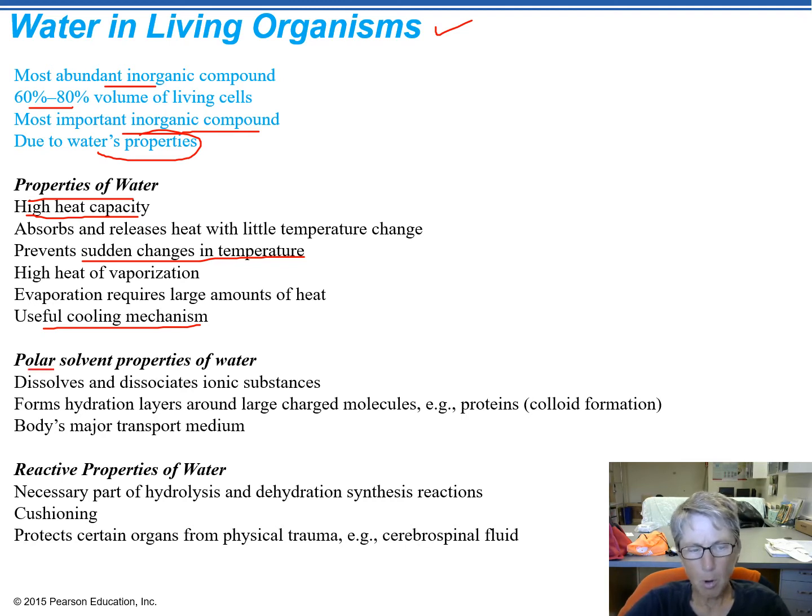Water has polar solvent properties. That means water can dissolve and dissociate ionic substances. So what's our famous ionic substance that we talk about all the time that has an ionic bond? Positive sodium, negative chloride. They're attracted to each other, forms sodium chloride. That's salt.